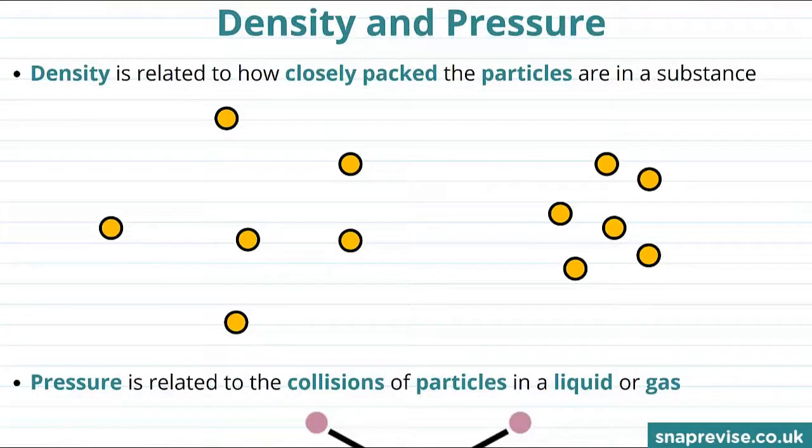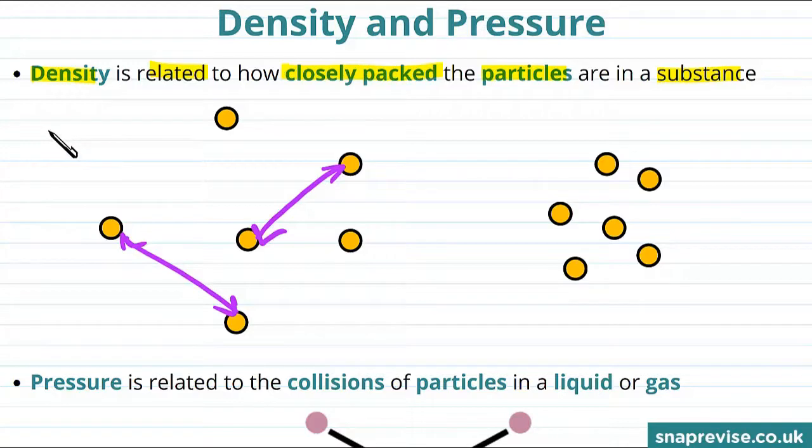It turns out that when we look at matter on a particle level, we will find that density and pressure are related concepts. Remember that density is related to how closely packed particles are in a substance. For example, the substance on the left-hand side has large spacings in between its particles. These large spacings mean that it is less dense. In other words, it is less packed together.